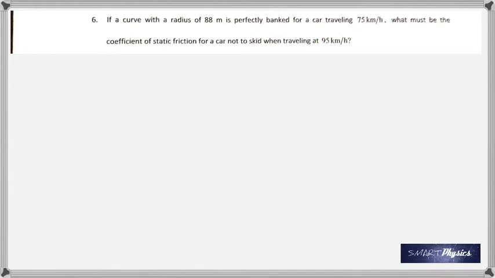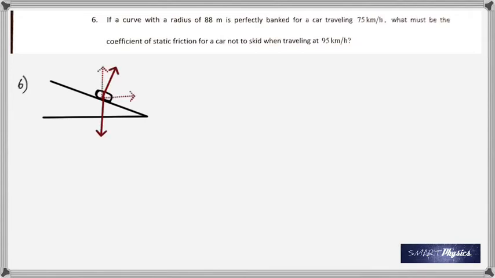So let's find the angle of banking using that information. And then somebody's driving at 95 kilometers per hour, so he needs the extra frictional force to keep him on the road. So we can figure that out. So first let's find the angle of banking. This question has a lot of thinking.